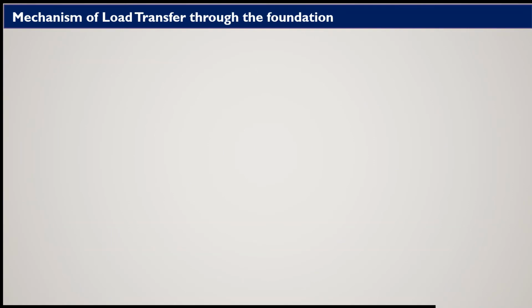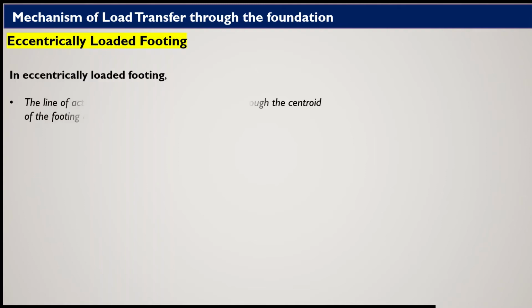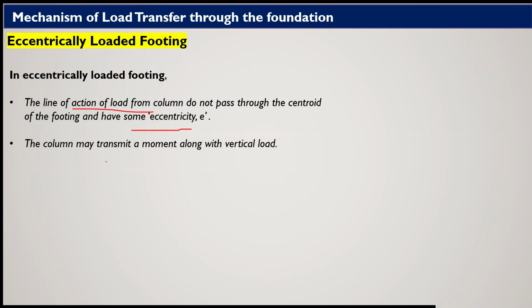Now the mechanism of load transfer through the foundation, when loading coming from the column is having some eccentricity, that means it is an eccentrically loaded footing design. Now it will be eccentrically loaded when the line of action of load from the column does not pass through the centroid of the footing and has some eccentricity E, or the column may transmit a moment along with the vertical load.